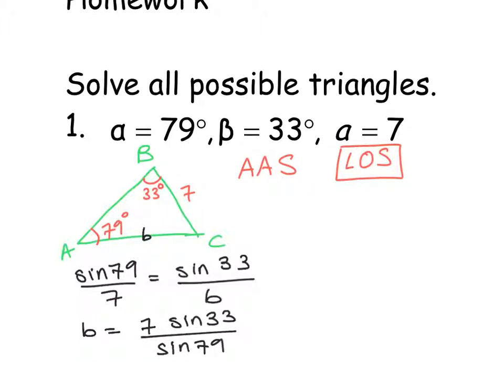So you can cross multiply. So it's going to be 7 times sine 33 over sine 79. Now use the calculator to find that. You can put it all in one step. Since they did not tell me how to round, I'm going to put in 7 sine of 33 over sine of 79.